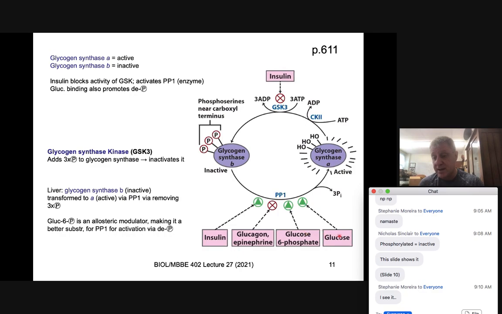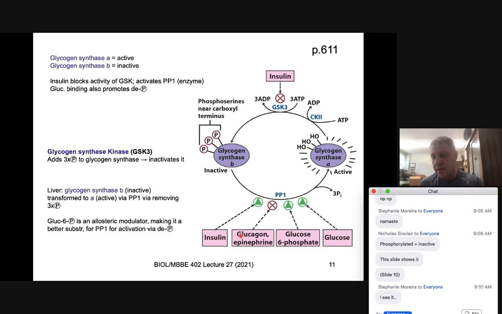So these substrates are needed. It's no good activating the enzyme if you don't have the substrates available. This is why these guys are particularly active in activating the enzyme in regards to the PP1. Insulin also has a positive effect.